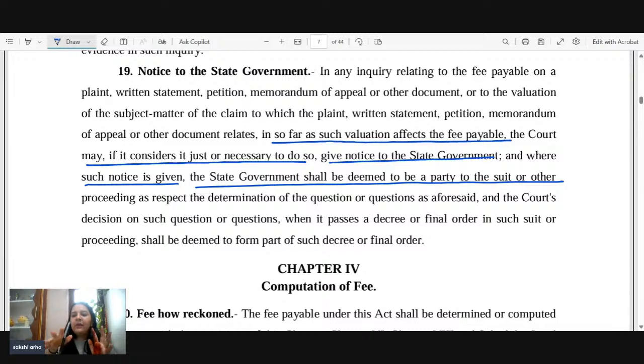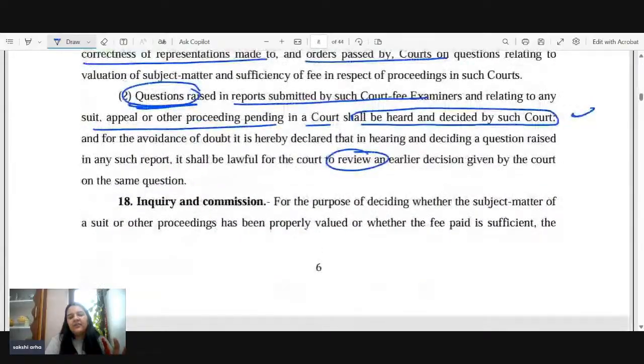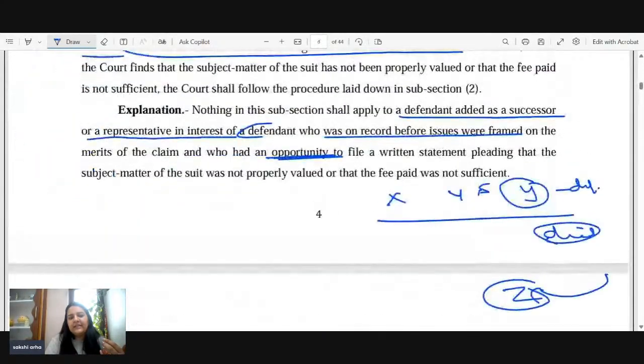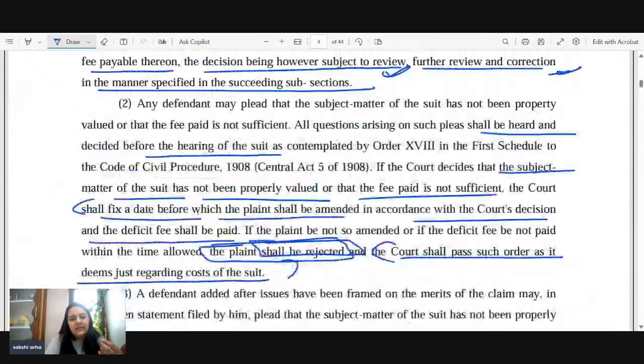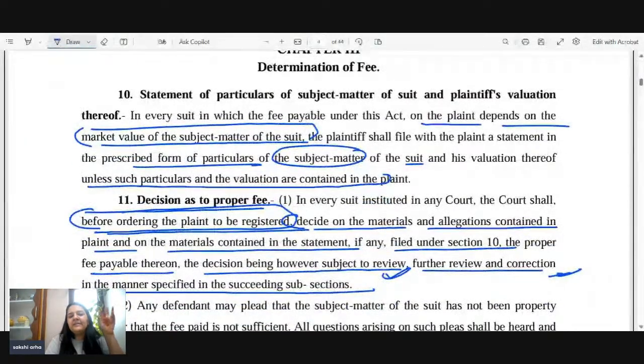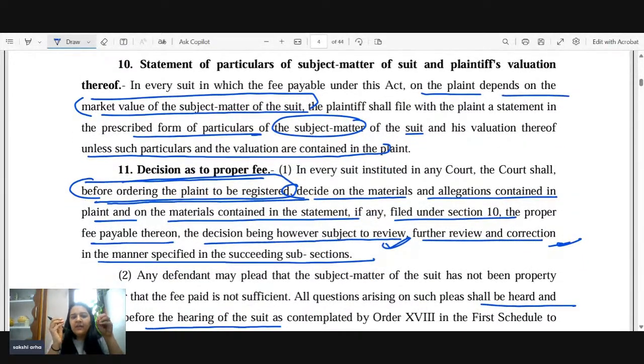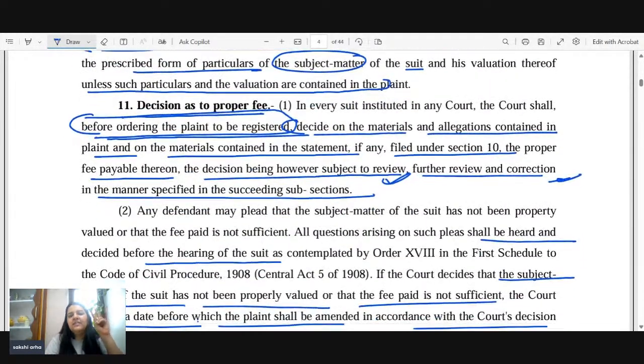That in case of inquiry for the valuation, the notice can be sent to the state government, then the state government will become the party. Okay, and then other proceedings will be according to the decision of the court. This is chapter 3. So chapter 3, let's do a quick revision. It simply says certain things. So how will fees be determined? First, the statement of particular subject matter of suits, and valuation will be done as per the market value of the suit. Then decision as to proper fee.